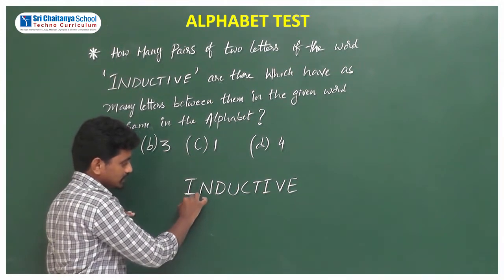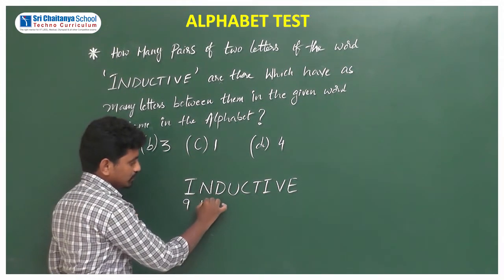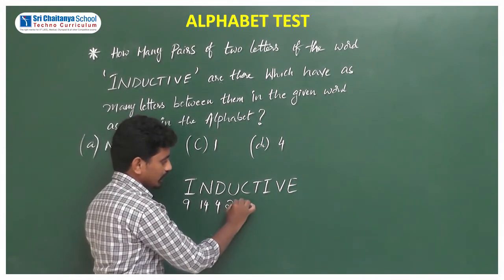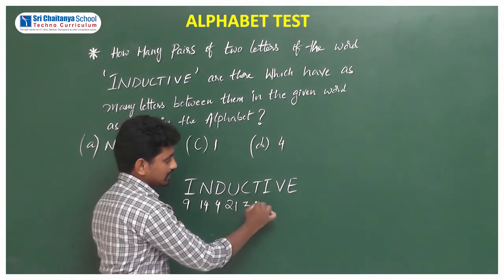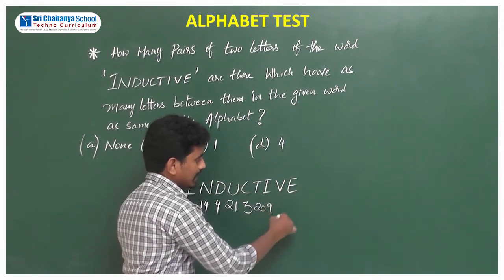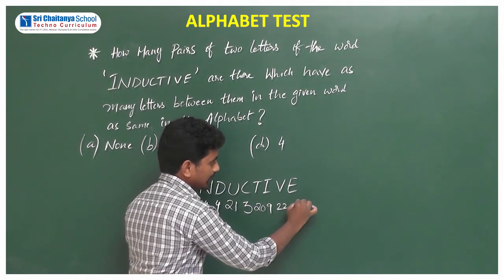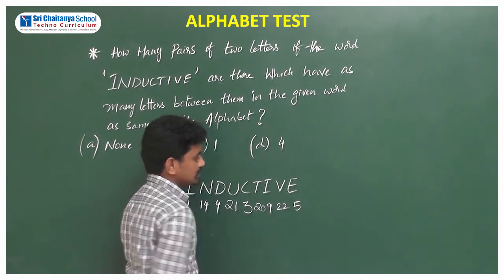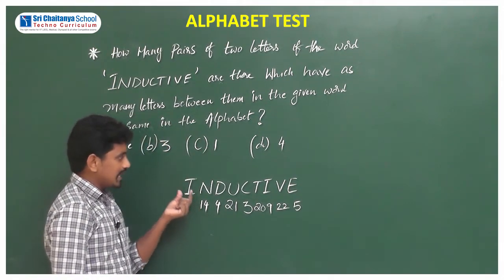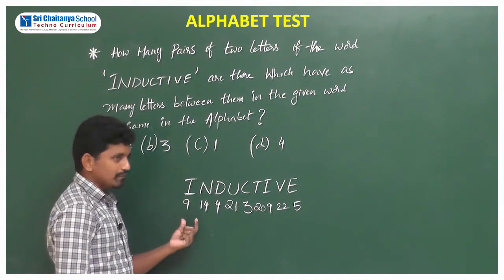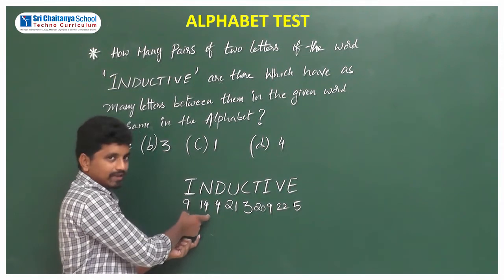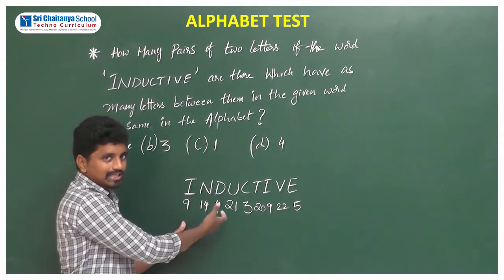So I has place value 9, N place value 14, D place value 4, U place value 21, C place value 3, T is 20, I is 9, V is 22, and E is 5. So now I have to verify each and every letter. That means I have to take any pair of two letters and verify how many letters are in between those. Is that satisfied exactly as it is in the alphabet?